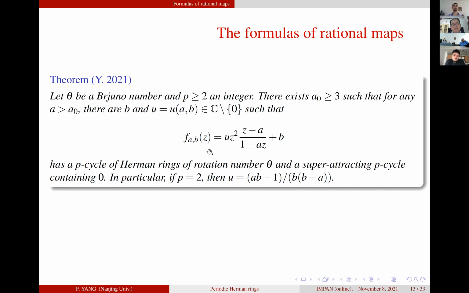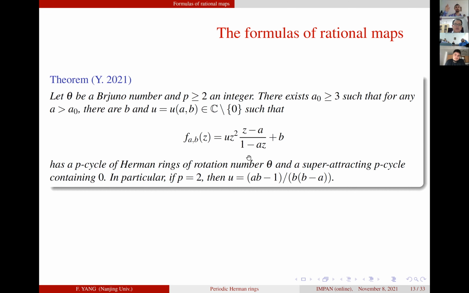And if we take a derivative, we will have 4 critical points, and the 4 critical points are just like this Blaschke product. It has a critical point at 0, a critical point at infinity, and then it has other 2 critical points which are symmetric about the unit circle.